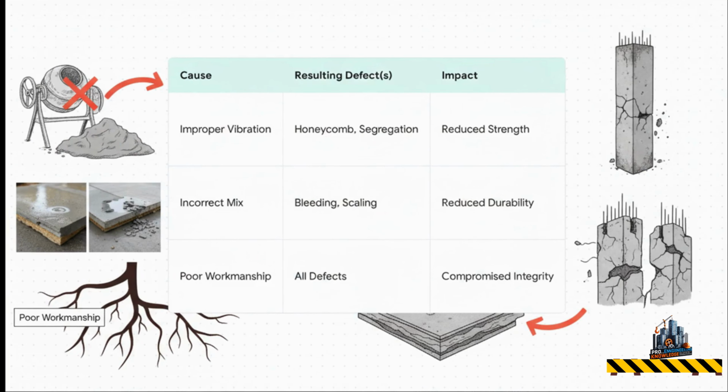So you can really see the chain reaction here, can't you? One mistake, let's say an incorrect mix, doesn't just stop there. Nope, it leads directly to things like bleeding and scaling. And in the end, you've got a structure that just isn't going to last as long. And look at poor workmanship. It's like the one root cause that can lead to literally any of these problems.